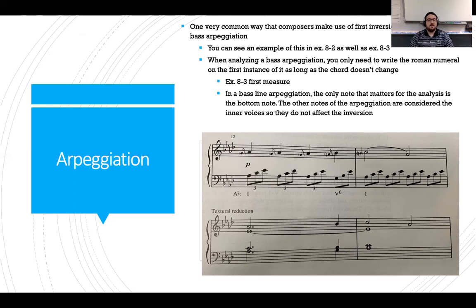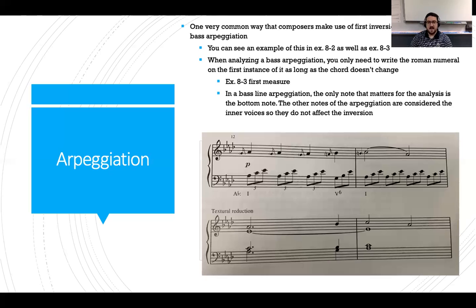When we have a bass arpeggiation or a bass line arpeggiation, the only note that matters for the analysis is the bottom note, like we talked about before. Everything else above that, spacing-wise, doesn't really matter as long as it's following the appropriate rules. As long as you analyze the correct note as the bass note and write accordingly for root position, first inversion, second inversion, whatever, that's all you're really going to need. But so we have this bass arpeggiation.